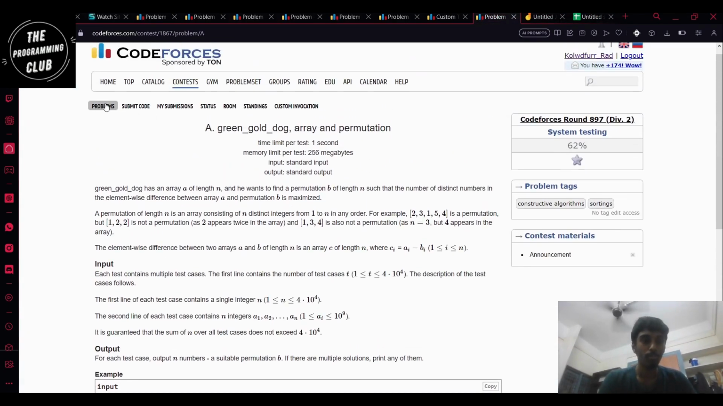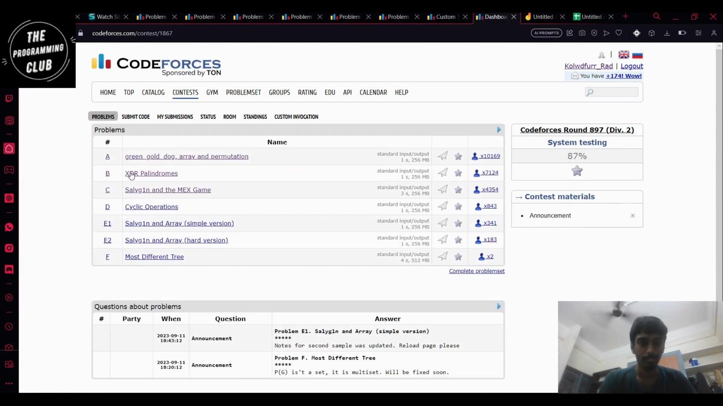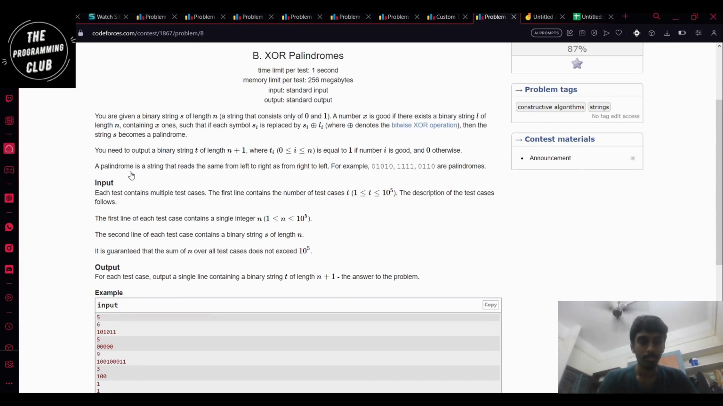So now let's move on to problem B. So this is problem B. XOR palindromes. You are given a binary string of length n, a string that consists of only 0 and 1. A number x is good if there exists a binary string L of length n containing x 1s, such that if each symbol Si is replaced by Si XOR Li, then the string S becomes a palindrome.